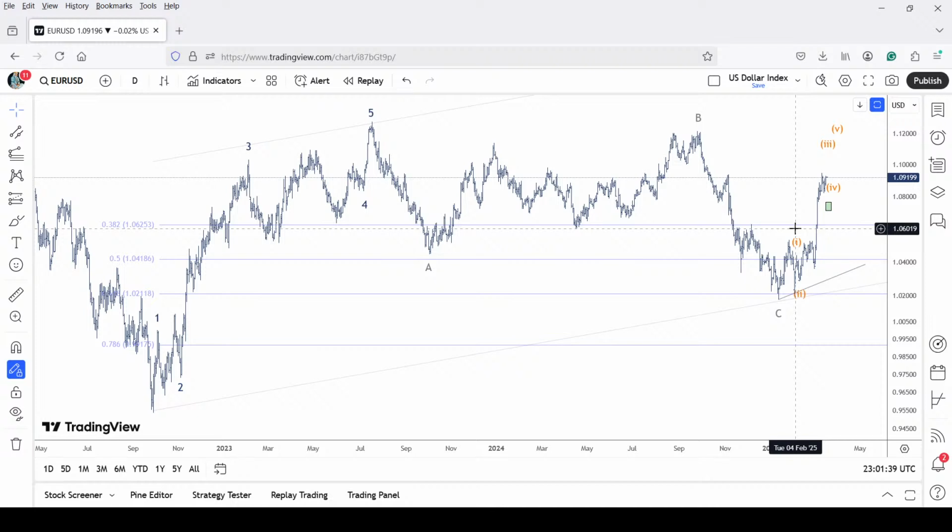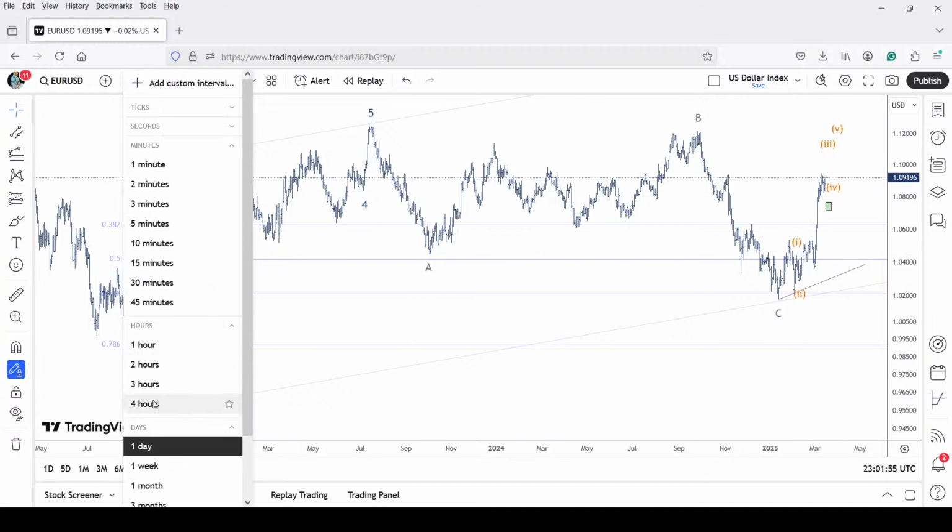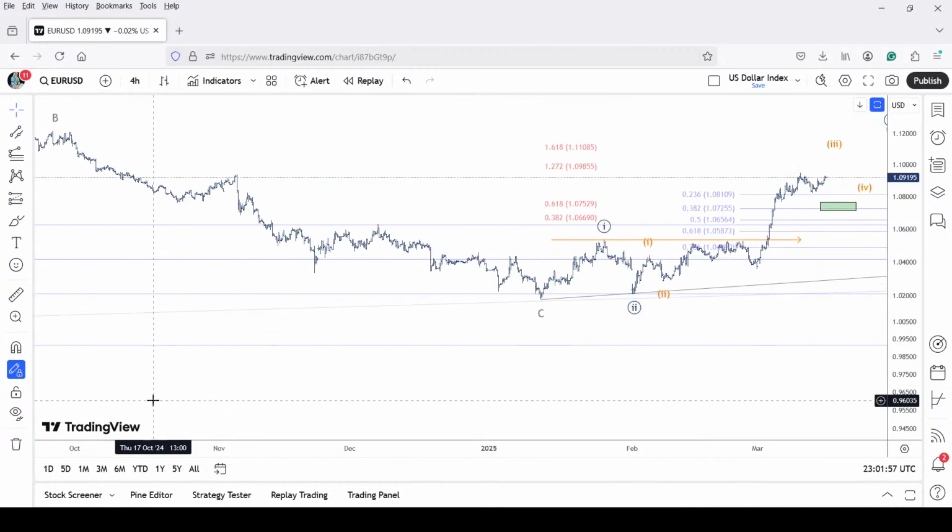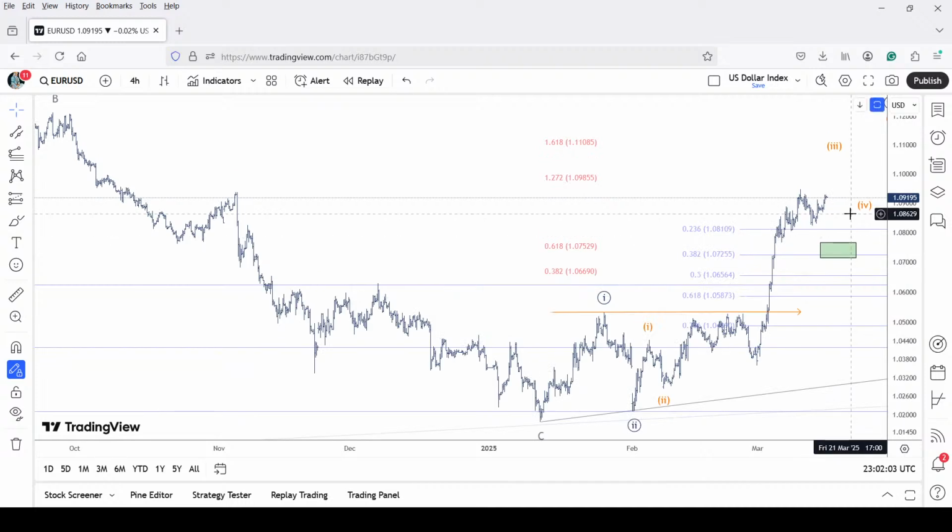rally we are potentially moving into the third wave at minute degree, and furthermore the third wave is still extending, so we've got much higher levels to discover. The only thing is we are waiting for a corrective decline.